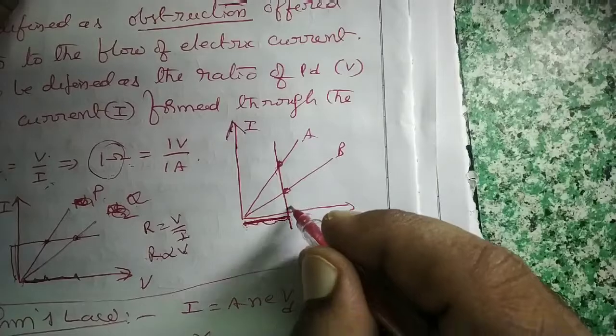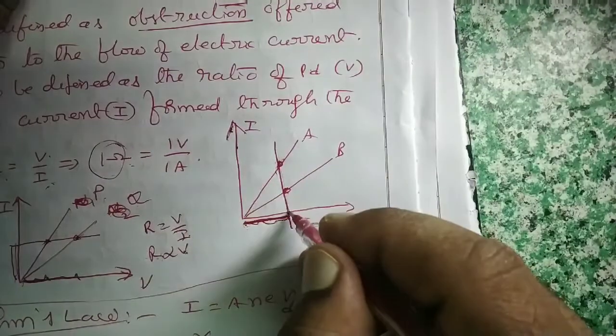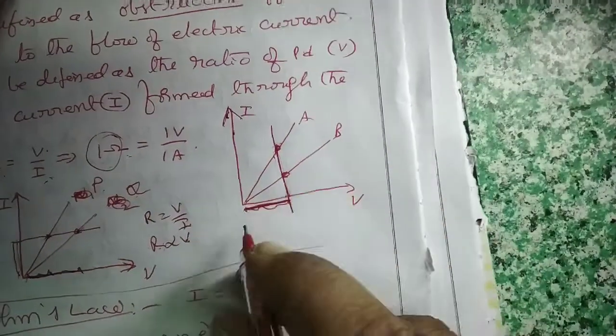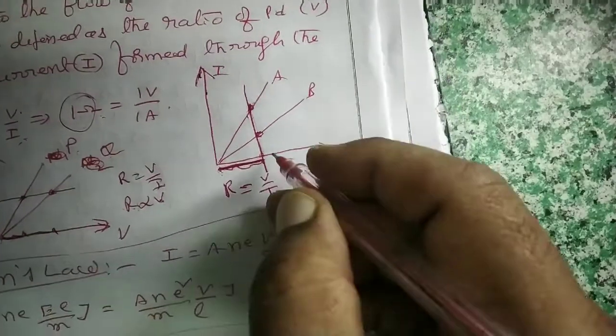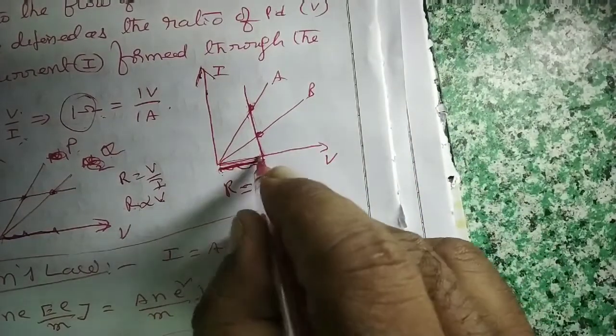Then current is greater for which? A. For A, current is more. Current means height here. So current is more. Then resistance is equal to V by I. In that, which quantity remains the same for both?